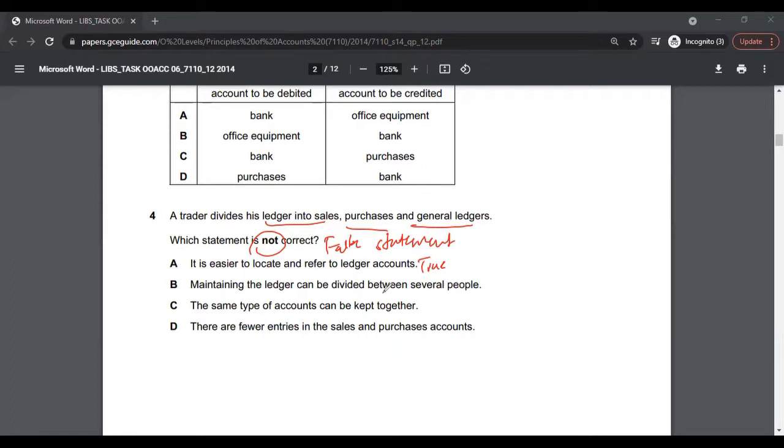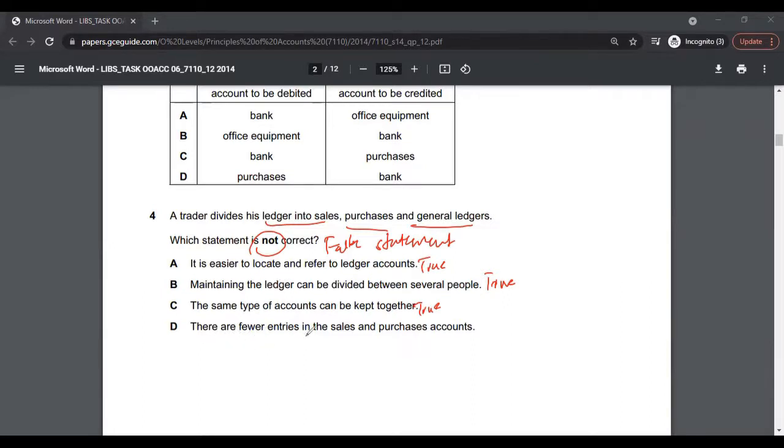Maintaining the ledger can be divided between several people. Yes, this is true. You can have several customers and then several payables as well, right? So option B is true. Option C, the same type of accounts can be kept together. That's true as well. You can keep same accounts together, not to say that you are combining accounts. Combining is different than keeping it together. So this is like an English thing here that they are using. So option C is true.